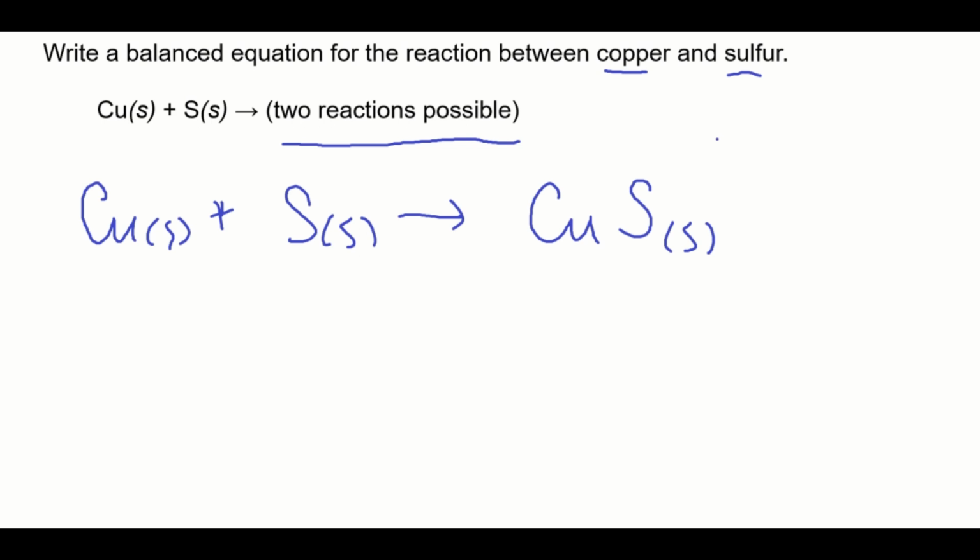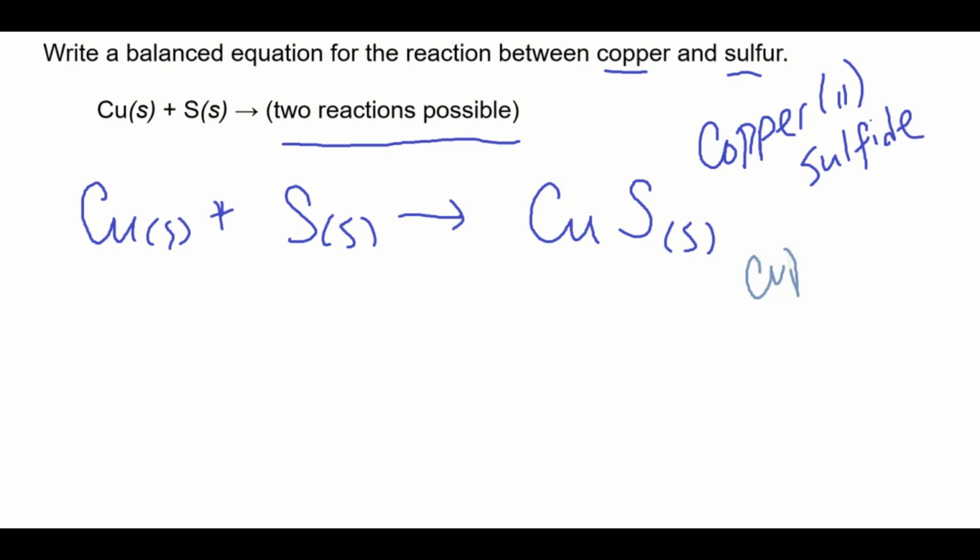This compound is called copper 2 sulfide. And if you're using the older naming convention, use the Latin root with an IC ending for the higher charge on the cation, although this is not very common these days. It would be called cupric sulfide.